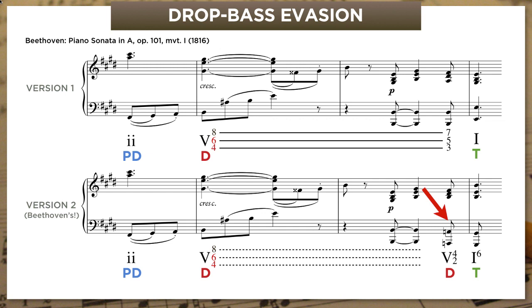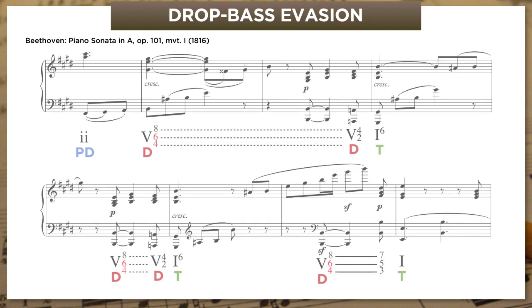And as is so often the case, Beethoven doesn't just evade the cadence once, he does it twice before finally landing on a proper PAC. Here's the whole passage.